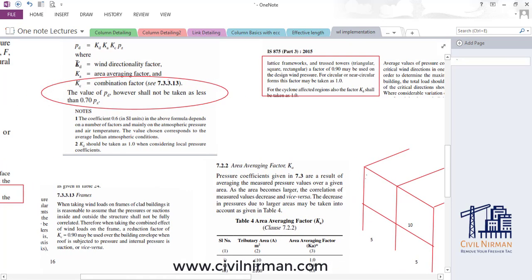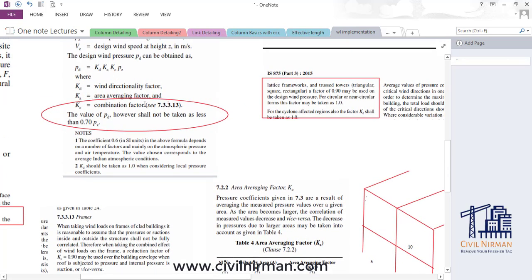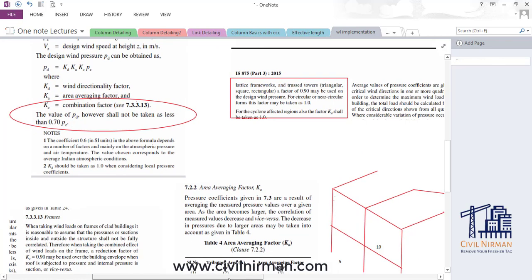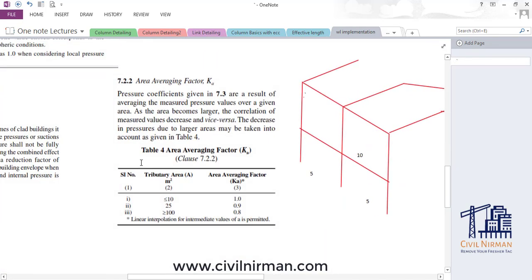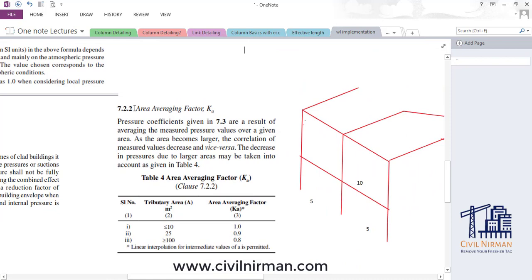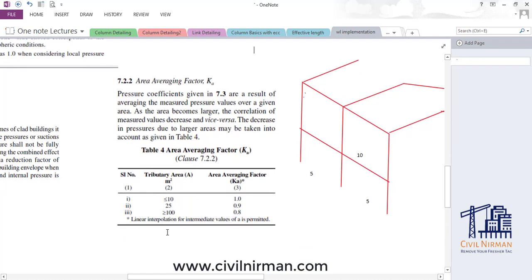Okay, now the next part, KA. Now KA is the area averaging factor. So here the KA value is explained in your clause 7.2.2. Now what is this area averaging factor? So here the code has given a particular table in terms of your tributary area, and based on that your area averaging factor is worked out.